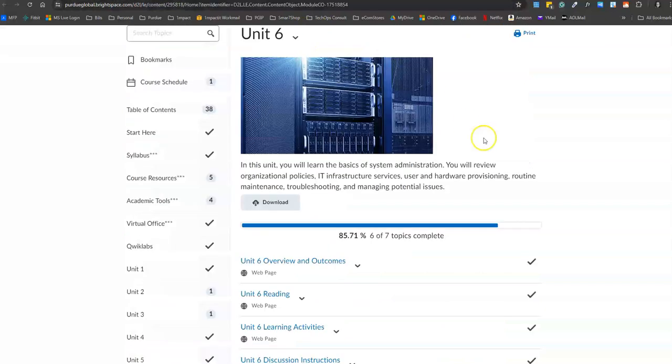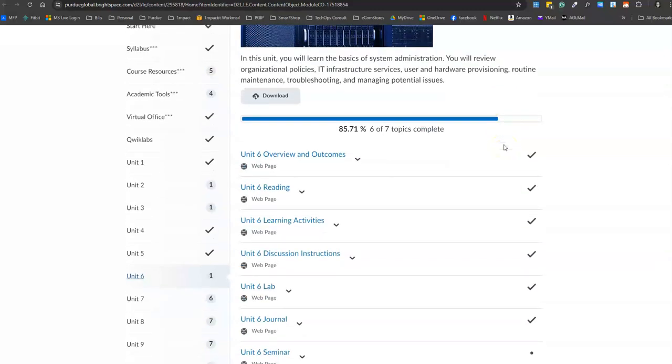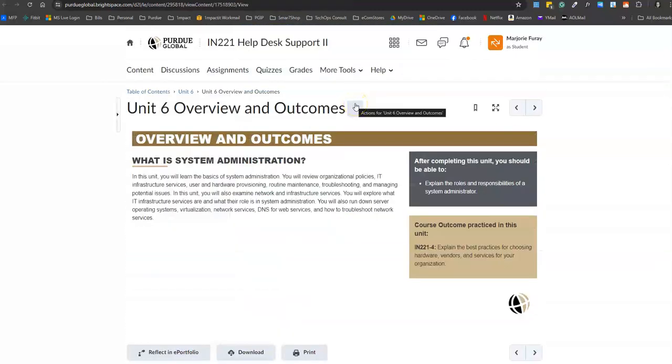Let's get to your overview and outcomes for Unit 6. Basically, in this unit, you're going to learn the basics of system administration, and that includes IT infrastructure services, user and hardware provisioning, routine maintenance, troubleshooting, and managing potential issues. And you're going to examine network and infrastructure services. You'll explore IT infrastructure services and what their role is in system administration.